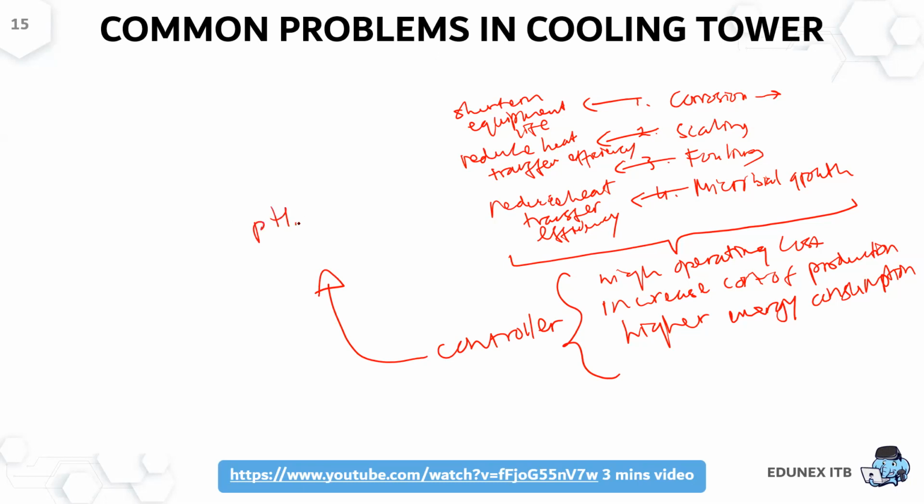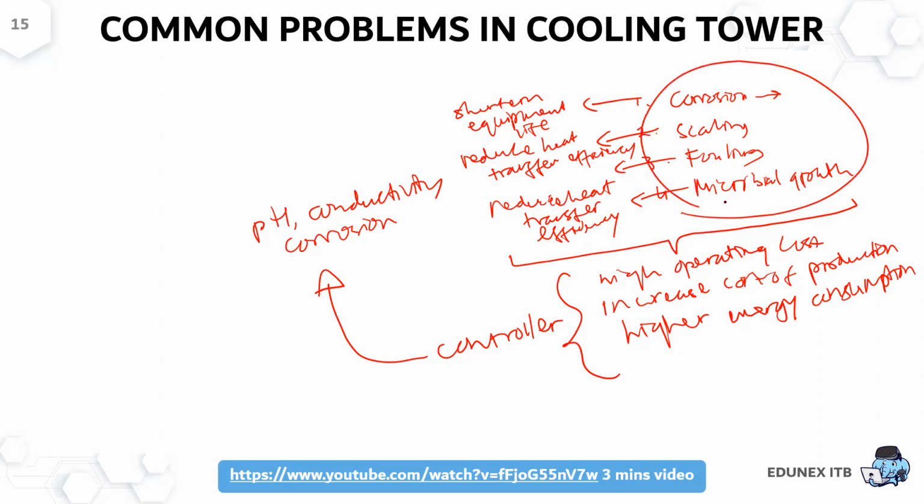pH, sir. pH, and then? Conductivity. And then corrosion sensor. Yes, we also have a corrosion sensor in this technology, and so on. So there are actually several parameters that can be monitored in real time and online, to ensure that the cooling tower is free from these problems, and to ensure that the quality of the water also fulfills the requirements.